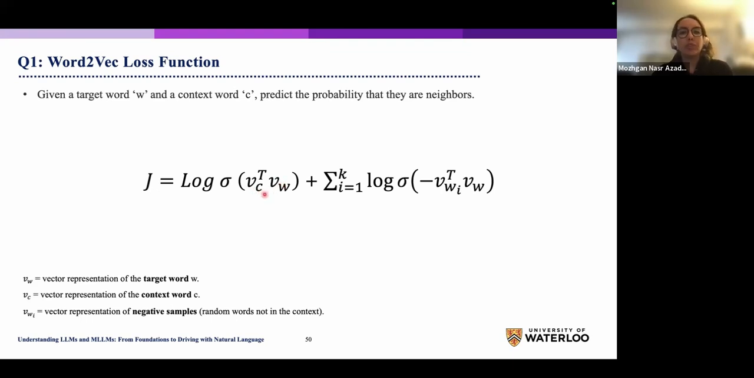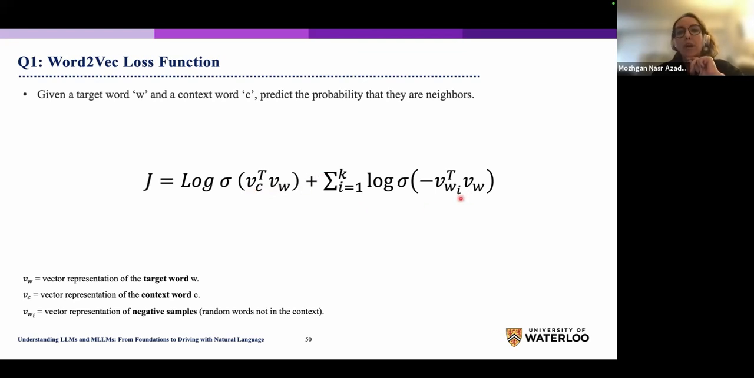We perform a dot product, which means we multiply their vectors in the embedding space, and we add a sigmoid function on top of it to get a value between 0 and 1. This part tells the model to maximize this similarity, so we are trying to maximize the similarity between the embedding of the target word and the context word.